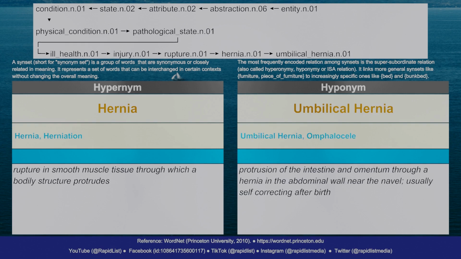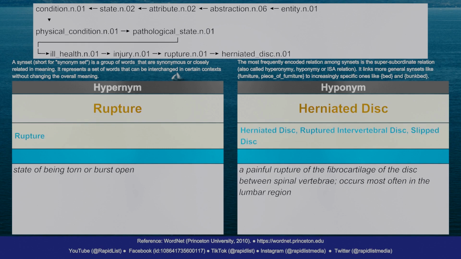Umbilical hernia. Protrusion of the intestine and omentum through a hernia in the abdominal wall near the navel, usually self-correcting after birth. Herniated disc. A painful rupture of the fibrocartilage of the disc between spinal vertebrae occurs most often in the lumbar region.